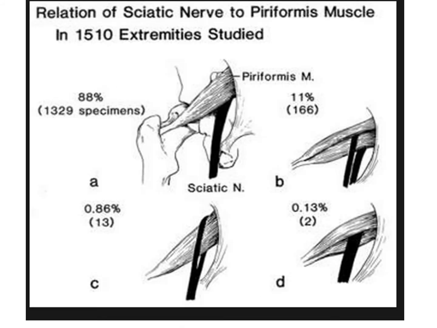There is some variation of the sciatic nerve in relation to the piriformis muscle. You see, in 85% of cases the sciatic nerve passes below the piriformis muscle. In some cases the sciatic nerve passes between, and in some it passes above the piriformis muscle. In 13% the sciatic nerve passes between the two roots of the piriformis muscle.